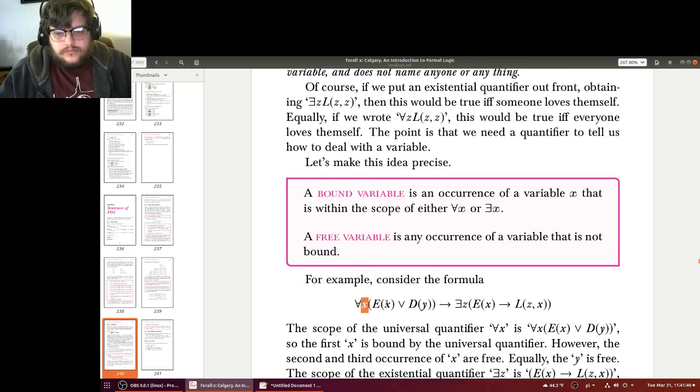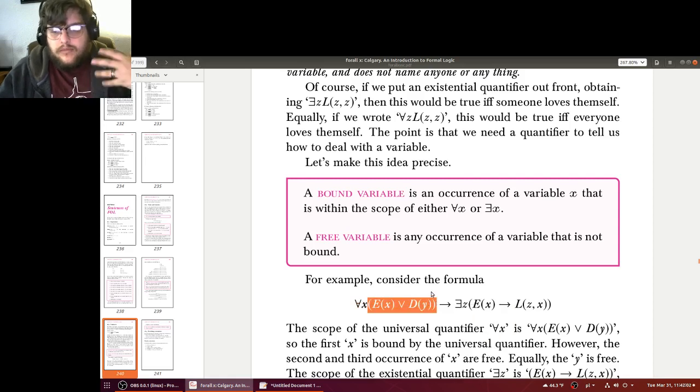So this y is free. Why? Because there's no quantifier. There's no exists y. There's no for all y appearing. It is free. That x is bound because this quantifier's scope goes this far.